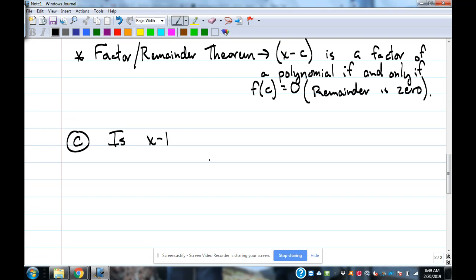Is x minus 1 a factor of f of x equals 2x cubed minus x squared plus 2x minus 3? Okay.